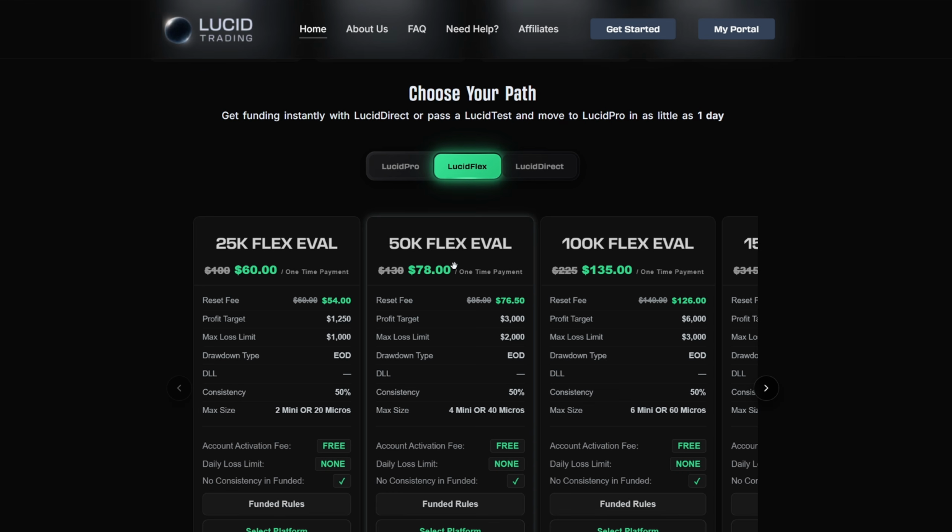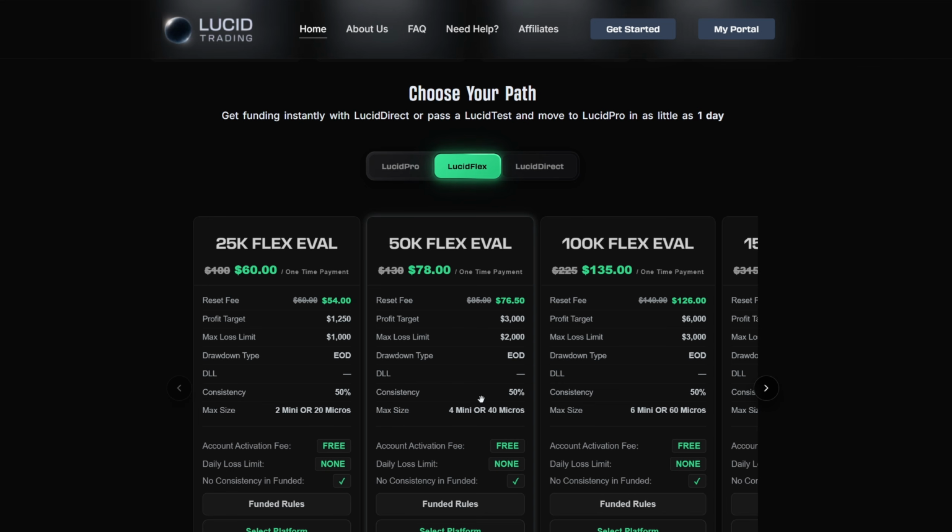But let's look at some of the highlights. Pretty standard profit target, $3,000. Max loss limit, $2,000. And every trader's favorite type of drawdown is the end of the day trailing drawdown. Now, there is a consistency rule, at least in the evaluation phase, and that is 50%. So it's going to take you a minimum of 2 days in order to pass the evaluation.